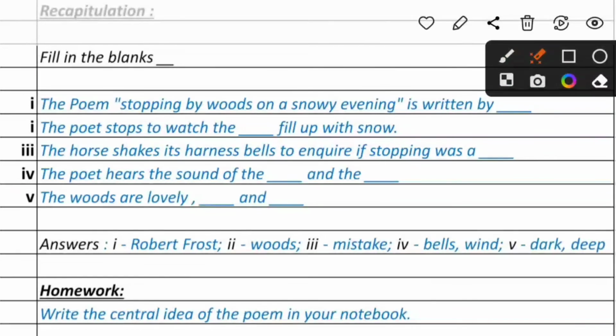And after this, you will give homework or home assignment to the students. It is compulsory to give homework to the students. So here you can write the central idea of the poem in your notebook.